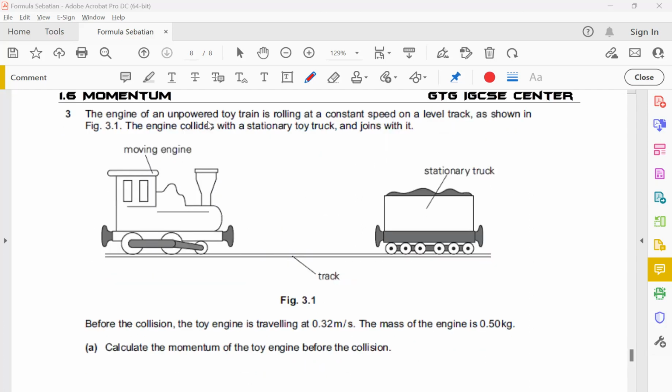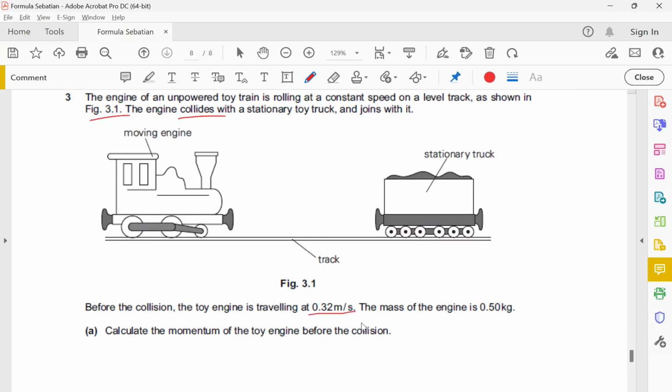The engine of an unpowered toy train is rolling at a constant speed on the level track as shown in figure 3.1. The engine collides with a stationary toy truck and joins with it. Before the collision, the toy engine is traveling at 0.32 meters per second. Where should I label this? In the diagram, left or right? Yeah, on the left one. This guy here is moving at 0.32.